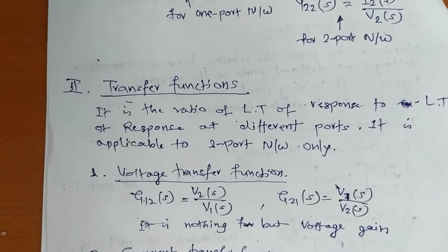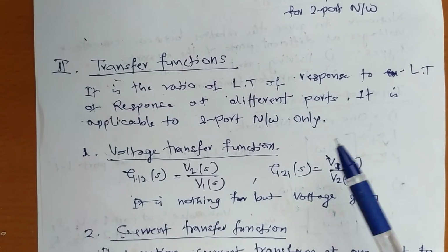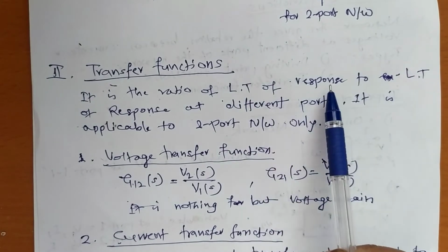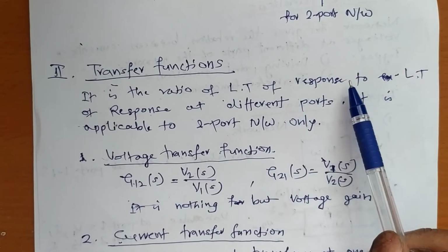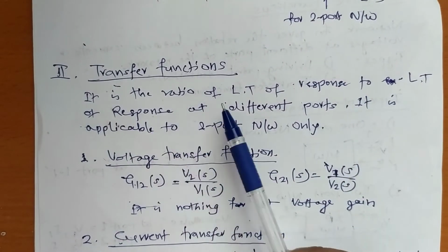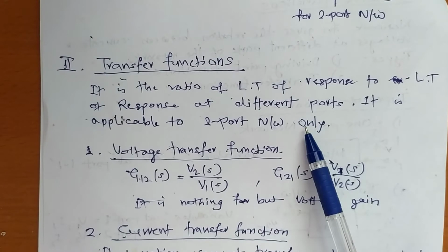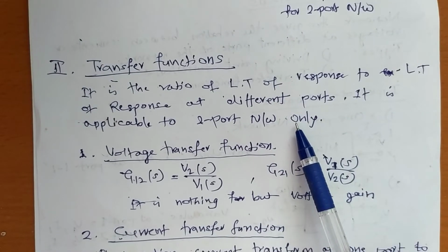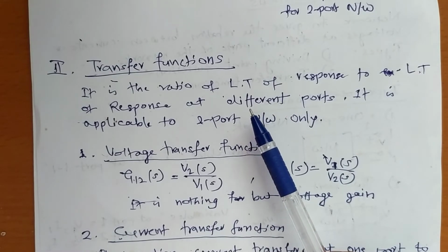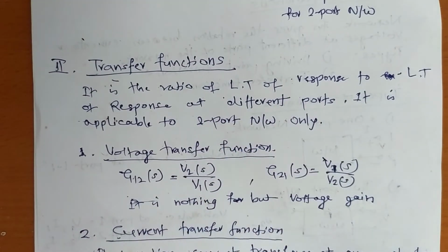Now coming to another type of function, transfer functions. Let us read the definition of transfer function. It is the ratio of the Laplace transform of response at one port to the Laplace transform of response at the other port. It is applicable to two-port networks only, because we are taking the ratio of two variables at two different ports, and a one-port network has only one port, so there is no other port. Therefore, transfer functions are applicable to two-port networks only.